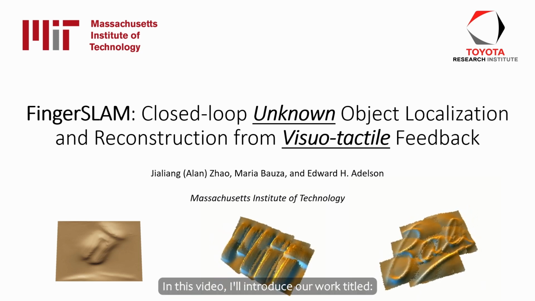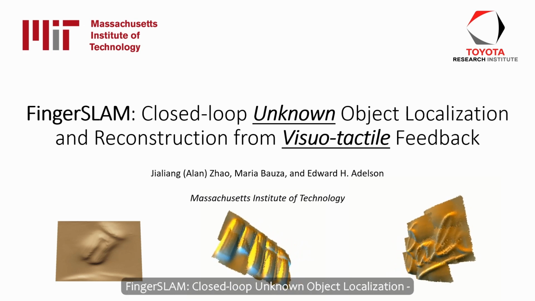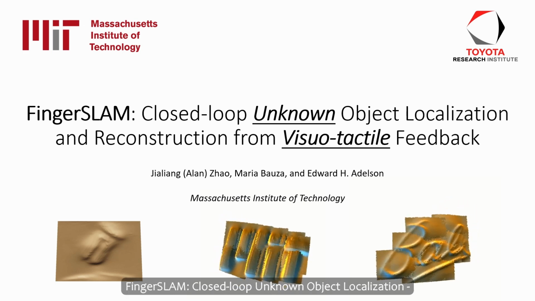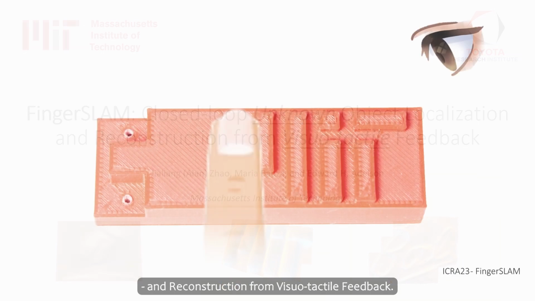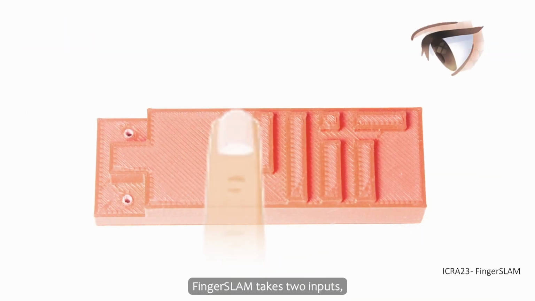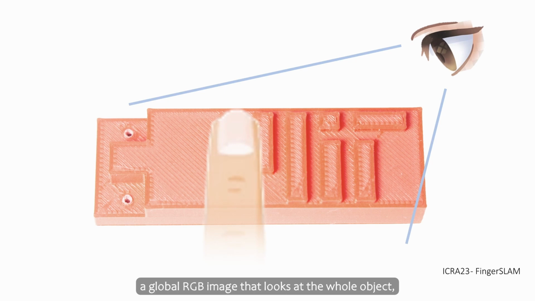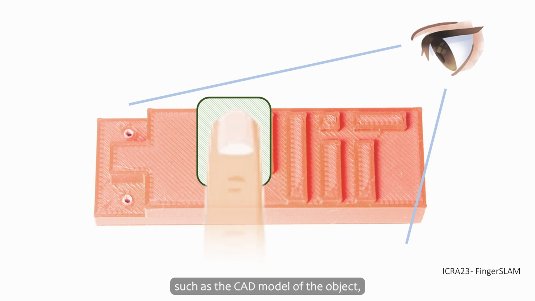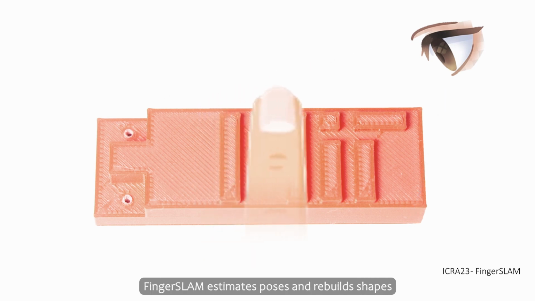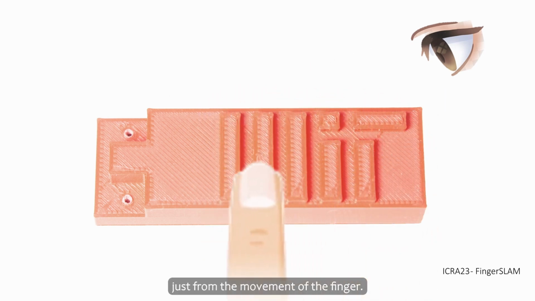In this video, I will introduce our work titled FingerSLAM: Closed-Loop Unknown Object Localization and Reconstruction from Visuo-tactile Feedback. FingerSLAM takes two inputs, a global RGB image that looks at the whole object and a local tactile patch, which captures fine details of the texture. Without the need of any other domain knowledge such as the CAD model of the object, FingerSLAM estimates poses and rebuilds the shape just from the movement of the finger.